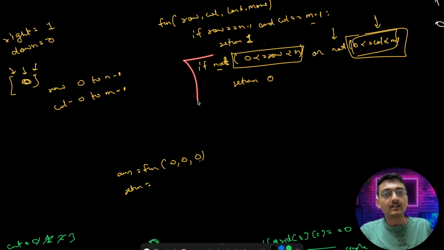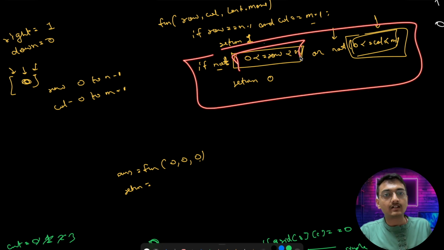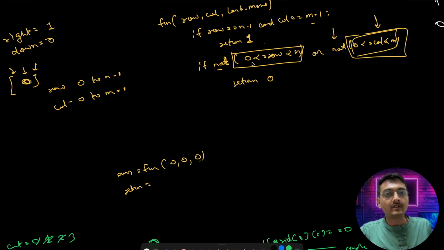This is just simple. If you try to write the condition for whether row is in range, I'm using the not condition so that I can check for invalid indices.